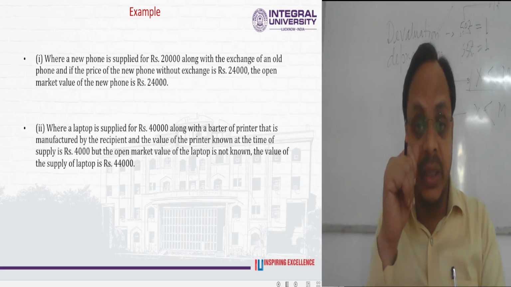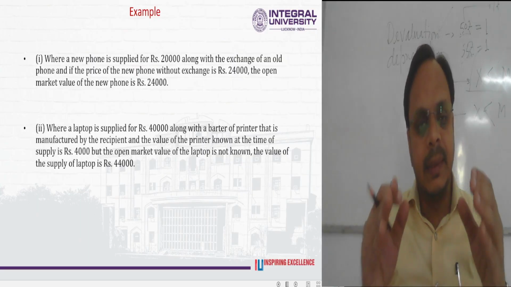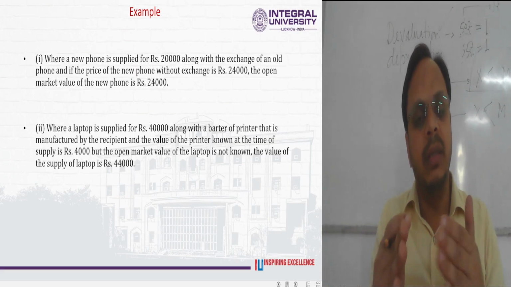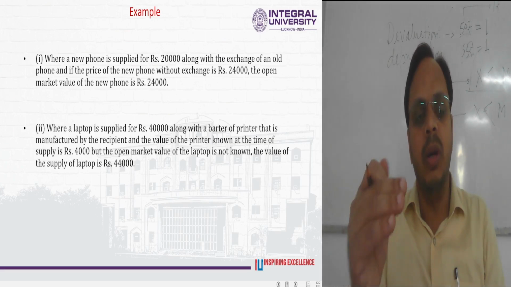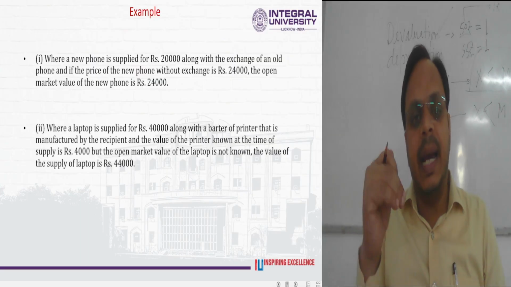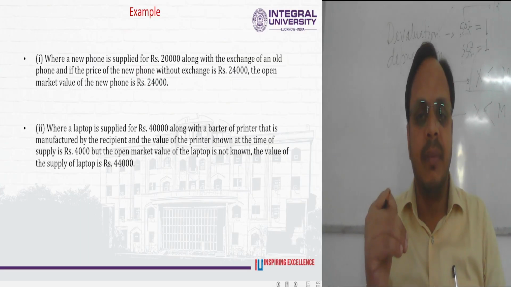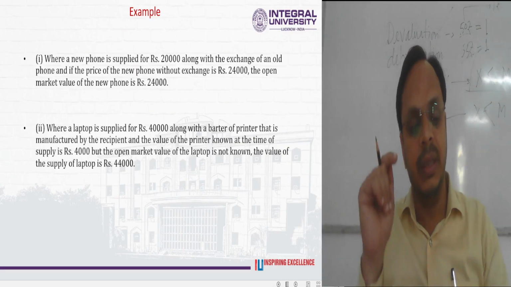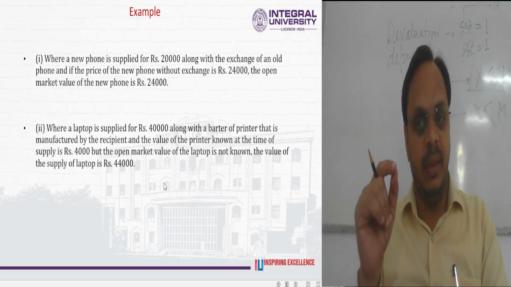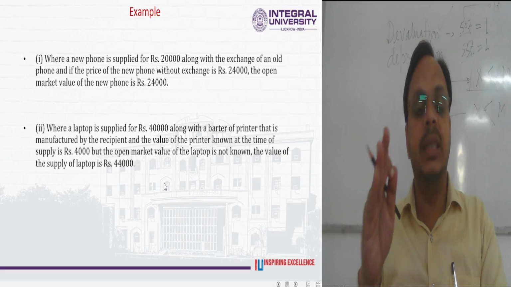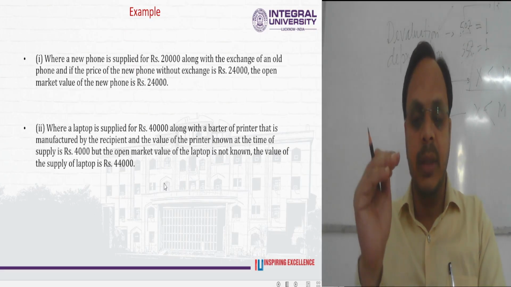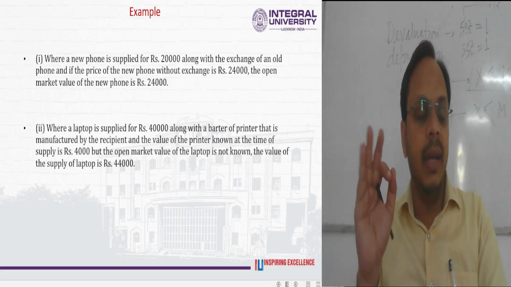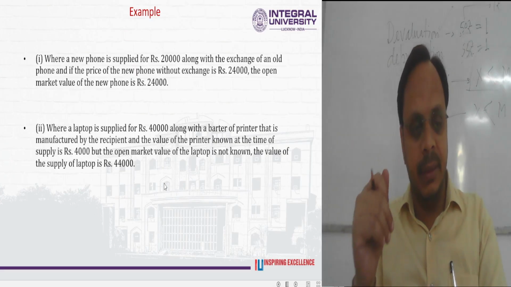Once again, try to understand: when a supplier supplies a smartphone for 20,000 along with the exchange of an old phone, and if the price of the new phone without exchange is 24,000, in this case the value of the supply of such goods will be 24,000, as per the CGST Act, CGST Rules 2017, under section 15, what has been laid down. I hope that the example is clear. Now take the second example.